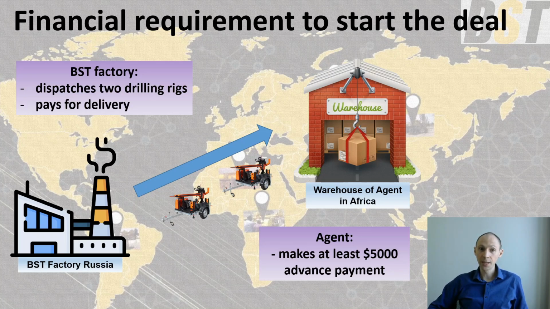You understand, right? Because, for example, if we say, okay, let the agent pay for everything, he will pay the drilling rig price, he will pay for delivery, and also all local expenses. Nobody will agree. And on the contrary, if the agent says, okay, let BST pay for everything, BST will pay for delivery, they will send the drilling rigs, and also they will pay for a warehouse.